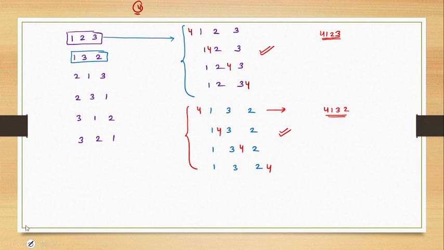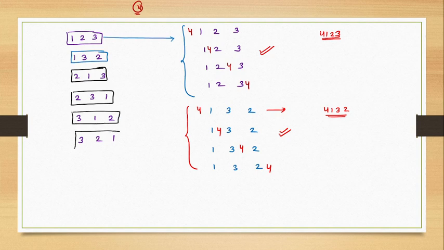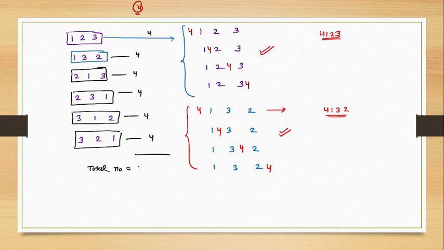Similarly, in the same way we can create 4 numbers by using 213, 4 numbers by using 231, 4 numbers with the help of 312, and 4 numbers with the help of 321. So tell me how many total numbers are there. Total numbers, 4 into 6 means 24.